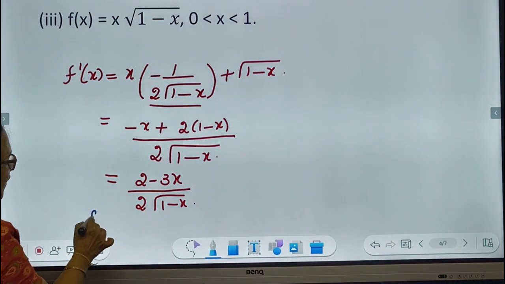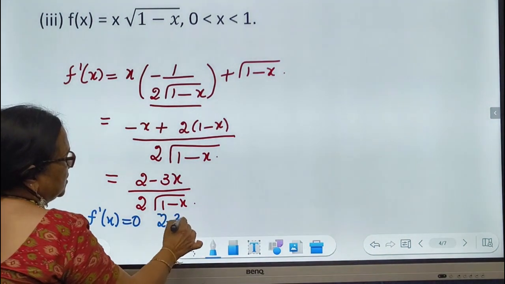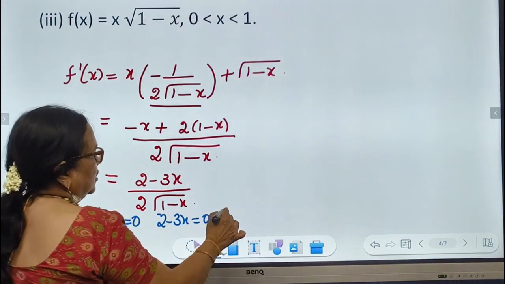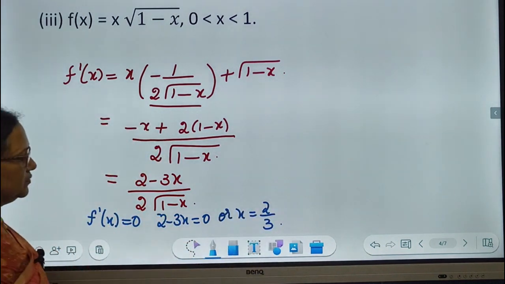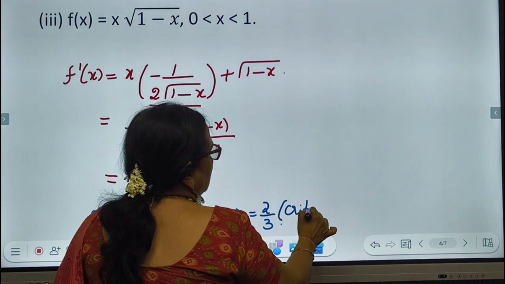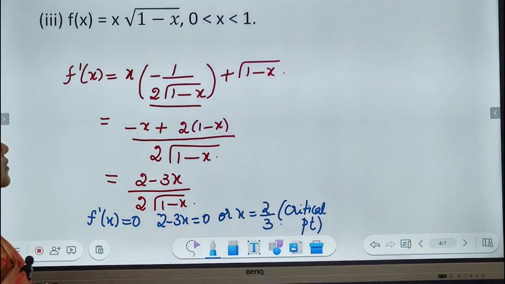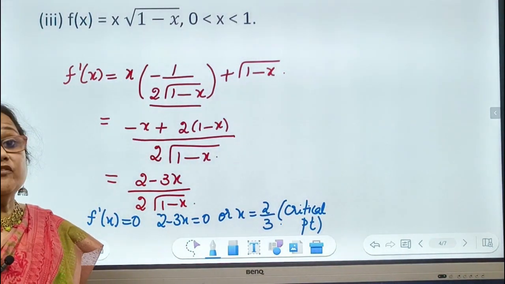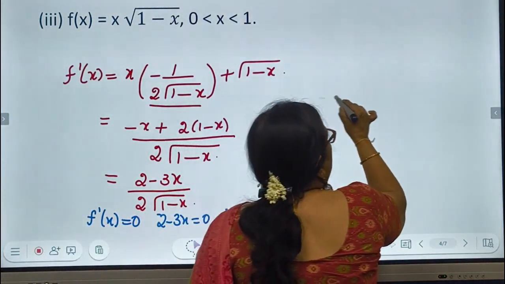So if f dash of x equal to 0, then 2 minus 3x is 0, or x is equal to 2 by 3. Okay, so this is the critical point. So x equal to 2 by 3 is a critical point. Now we have to study the behavior of the function to the left and right of x equal to 2 by 3.